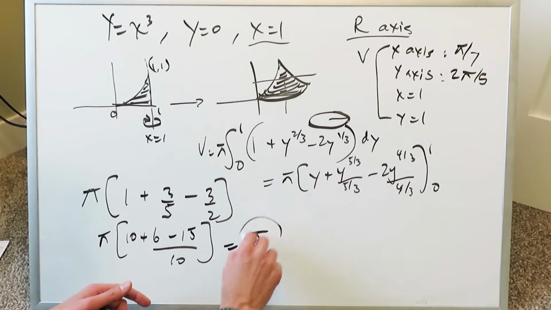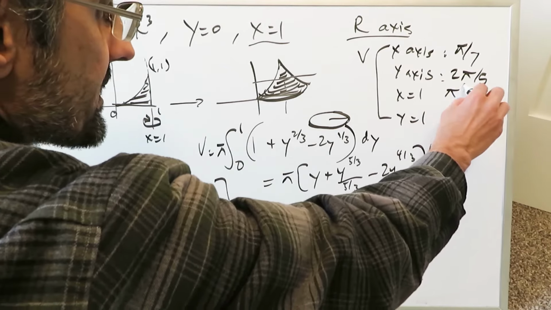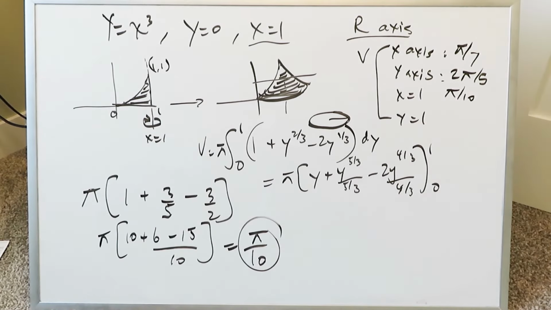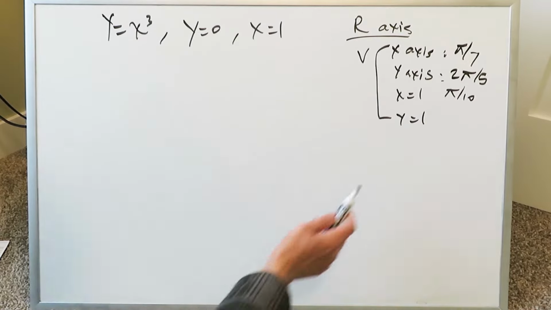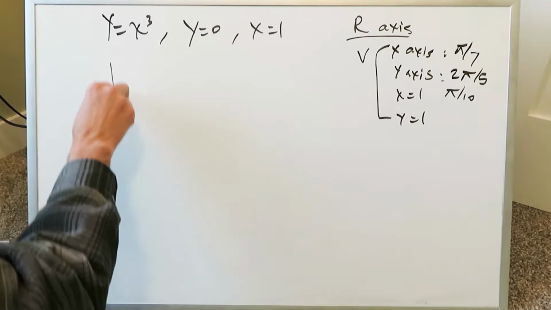And that's the volume of this solid, which is generated over the x equals 1 line. And it looks right to me. Our last one is this, y equals 1. It shouldn't be too hard.